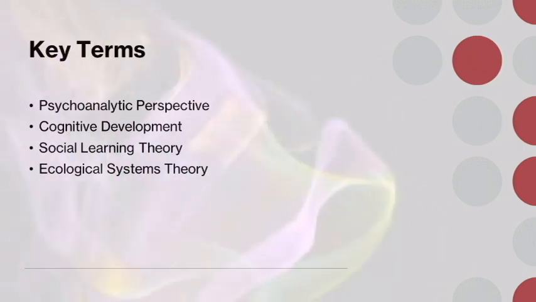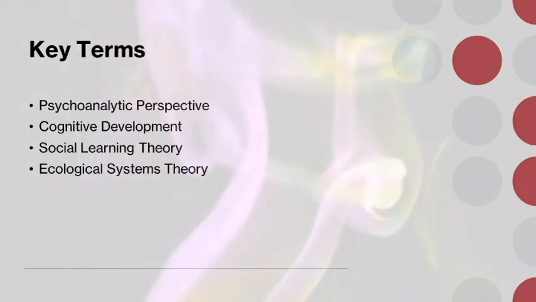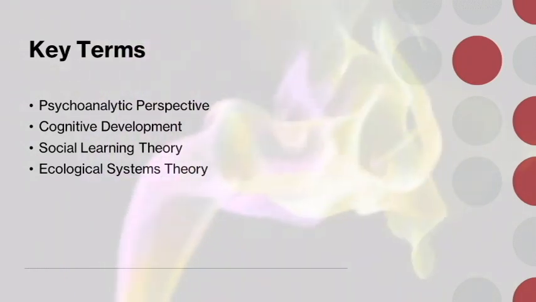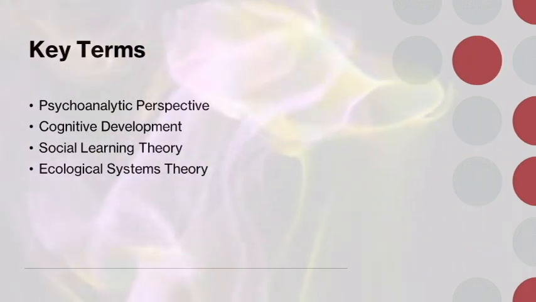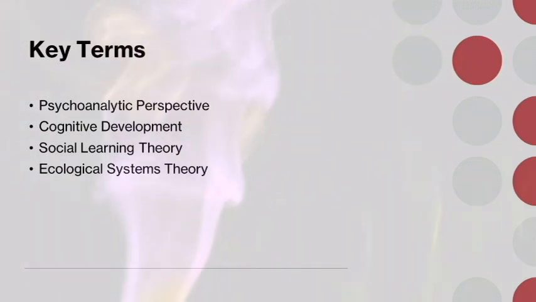And finally, we have the ecological systems theory, and that's proposed by Urie Bronfenbrenner. And within this ecological systems theory, it emphasizes the dynamic interaction between individuals and their environments. It identifies multiple levels of influence. We have the microsystem, we have the mesosystem, we have the exosystem, we have the macrosystem, and then finally we have the chronosystem. And all of these play a role in shaping an individual's development across the lifespan.